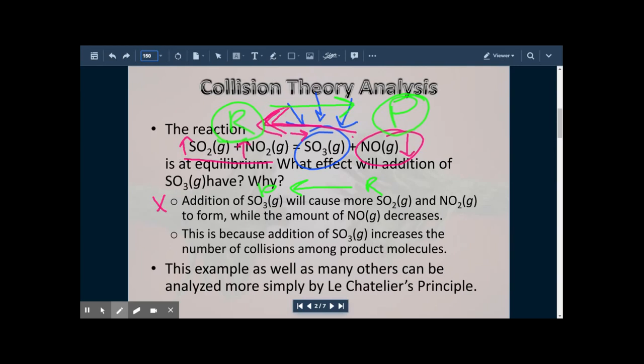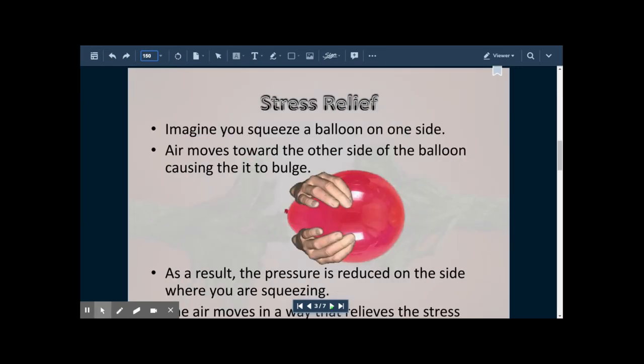This example, as well as many others, can be analyzed more simply by Le Chatelier's principle. So let's see what this stands for. All right, so imagine you squeeze a balloon on one side. If this were animated, you'd see that the squeezing is going to happen here. Air is going to move from one side. Air that was here that's being displaced is going to move to the other side. So the stress here is the squeezing onto the left-hand side of the balloon.